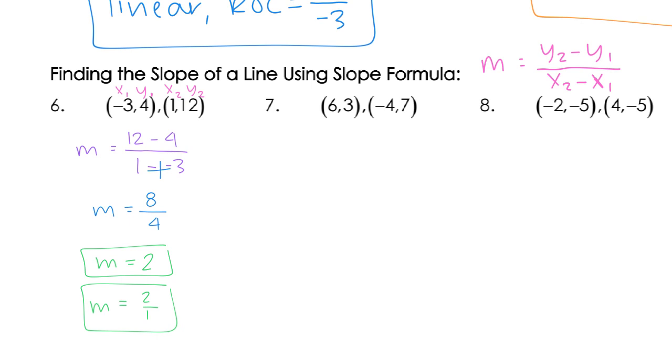So again, on number 7, I'm going to label my x1, y1, x2, and y2. And then I'm going to start plugging everything in. So m equals y2 is 7 minus y1 is 3 over x2 is negative 4 minus x1 is 6. So then if I start simplifying, m equals 7 minus 3 is 4 over negative 4 minus 6 gives me a negative 10. I can divide the top and the bottom by 2 to give me m equals 4 divided by 2 is 2, and negative 10 divided by 2 would be a negative 5.